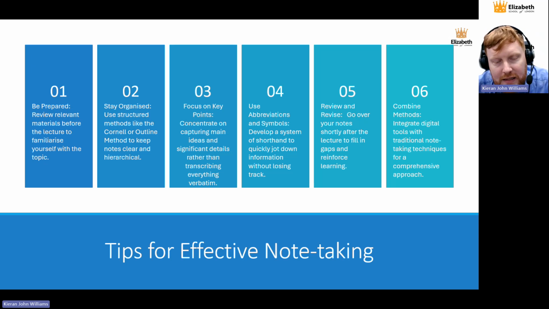And the last tip here is to combine the methods. So make sure you practice, make sure you experiment with those different techniques that we've looked at. There may be one that is more suitable for you. And if that is so, then try to use it as much as possible.